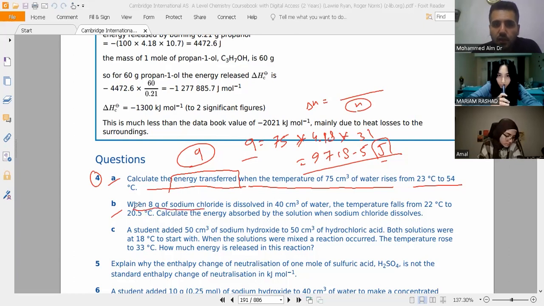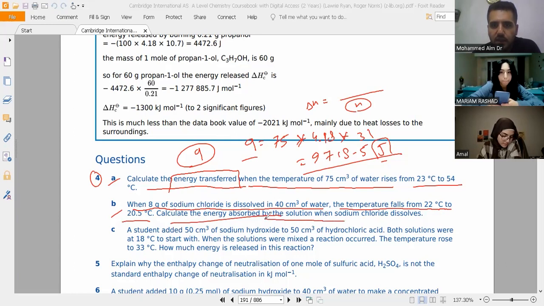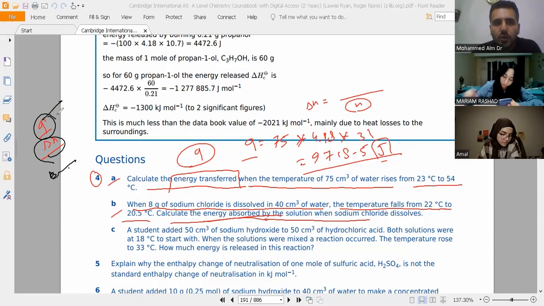When 80 grams of sodium chloride is dissolved in 40 centimeter cubed of water, the temperature falls from this to this. This is an endothermic process. Calculate the energy absorbed in the solute. Guys, look, now we are supposed to calculate what? Energy absorbed. Is this Q or delta H? We care about delta H only when they say enthalpy change. When they say energy absorbed, energy released, amount of energy, amount of heat, we always calculate Q.